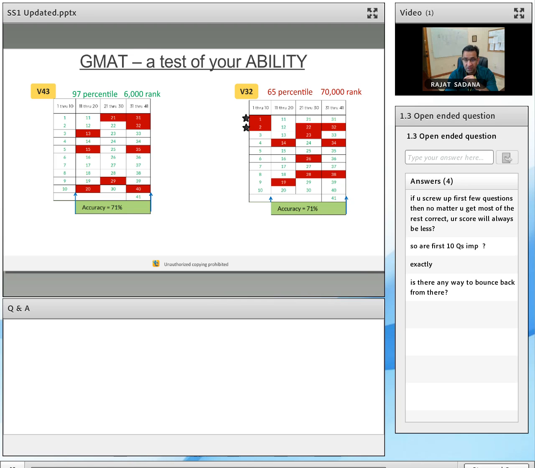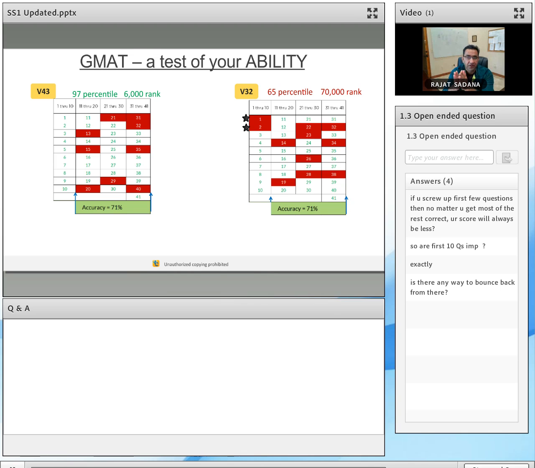There's a question which says, Surya says if you screw up the first few questions, no matter what you get on most of the rest of the questions, your score will always be less. No, Surya, that is a myth. In fact, I think 30 days back, I did a session on ESR analysis in which I showed 2 ESRs. In the first one, a person got the first few questions wrong and still was able to do better than a person who got the first few questions right. There's actual data from the official test. The reason is the difficulty level of those first few questions was really high. And in the odd case, you're going to really see that happen.